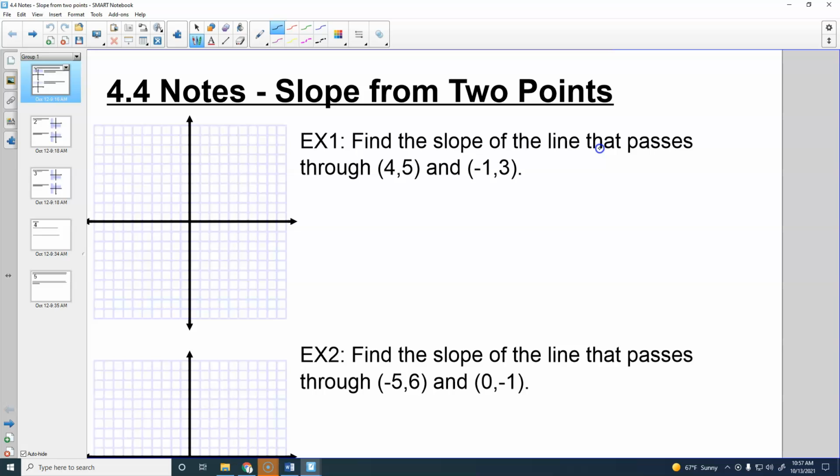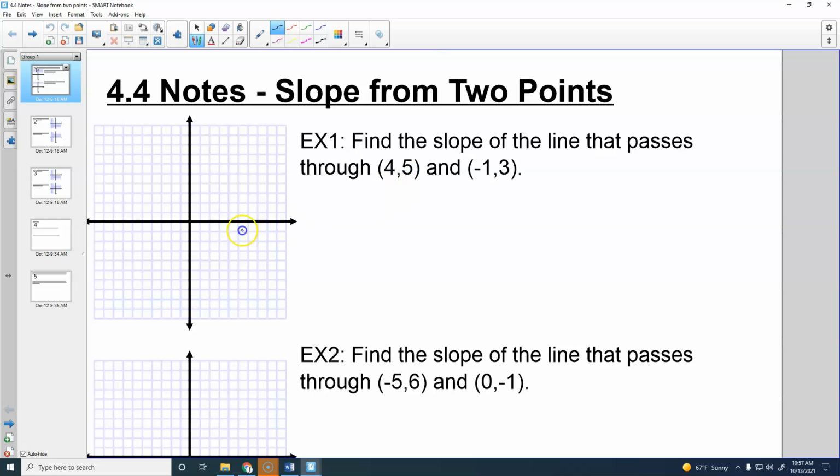Now, how many points do you need to identify a line? Just 2, right? Because if you have 2 points, there has to be a line that goes through those points, right? So if you have 2 points, you can find the slope of that line. So I've just got some here that we're going to do.